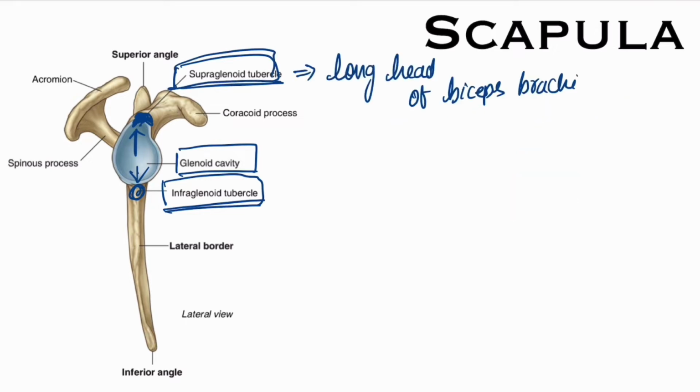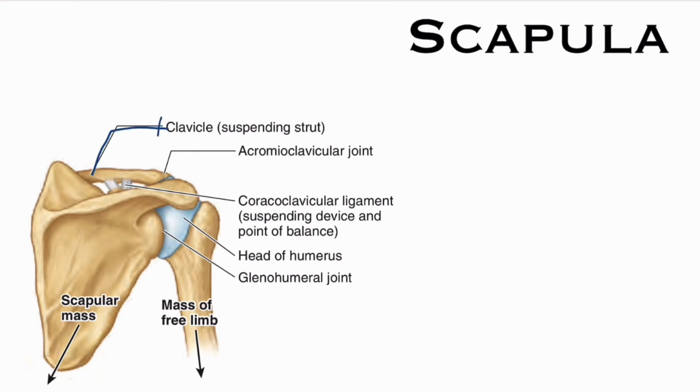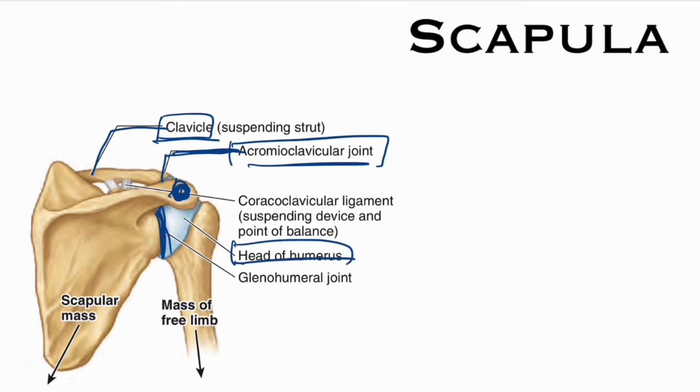The supraglenoid tubercle is attached to the long head of biceps brachii. The infraglenoid tubercle is attached to the long head of triceps brachii. This is the clavicle here and this is the acromion process here. This clavicle attaches to the acromion process to form the acromioclavicular joint. This is the acromioclavicular joint here. And this is the glenoid cavity here and this is the head of the humerus. Together they form the glenohumeral joint. And that's all about the scapula.